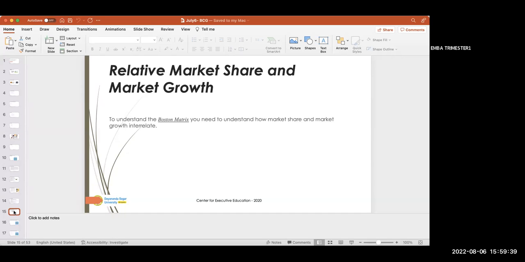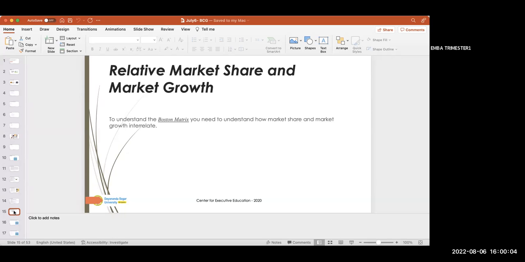So what are they doing? They are beating the curve. They are going against the market, right? They are prospering against it. So market growth is how the market overall is doing. Relative market share is how my share is performing in comparison to how the market is performing. Understand? Make sense or no?